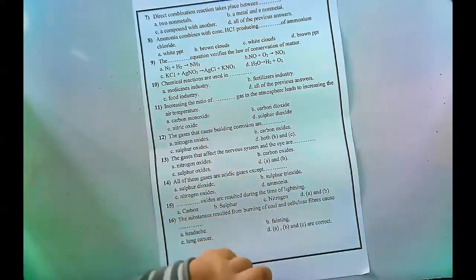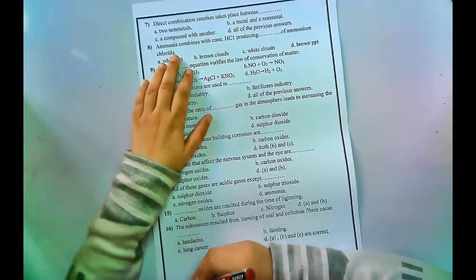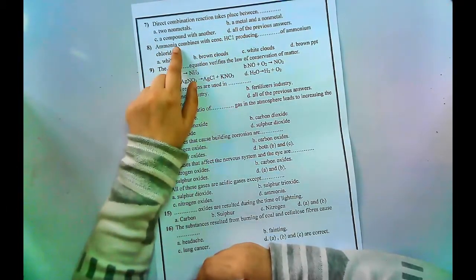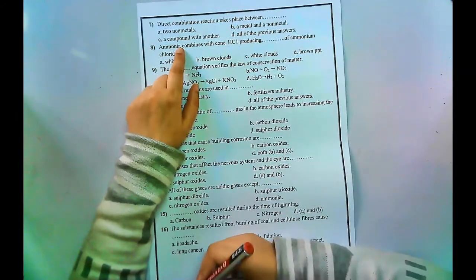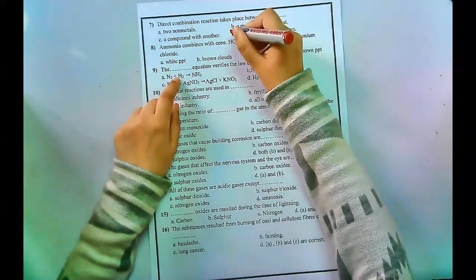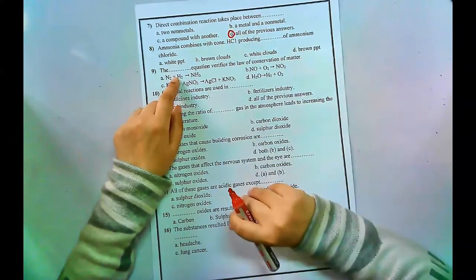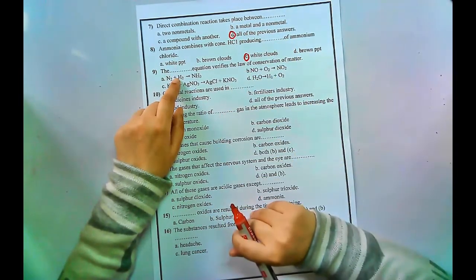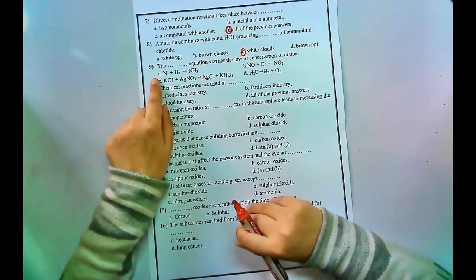Direct combination reaction takes place between two nonmetals, yes. Metal and nonmetal, yes. One compound with another, yes. So all the previous are right. Ammonia combines with concentrated hydrochloric acid, producing ammonium chloride, which is a white cloud. Ammonium chloride is a white cloud or white fumes.